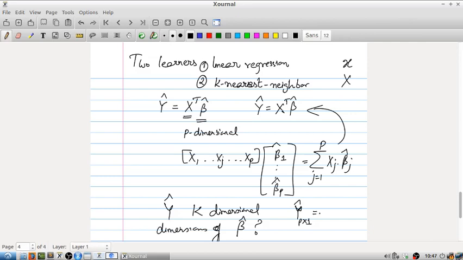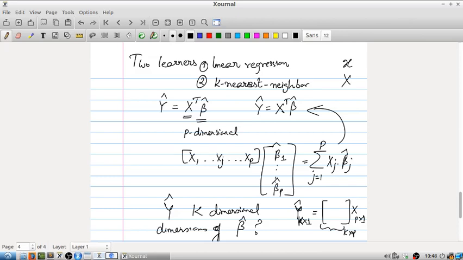x transpose beta hat is the same as beta hat transpose x, right? Instead of that, let me put a bracket, because I want to figure out what the dimension of beta is, and not even put the transpose, so I'm going to put x there. x is p cross 1 because it's a column vector, and y hat is k cross 1. So beta is k cross p. It depends on how you write this equation out.